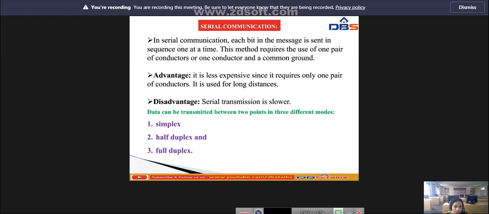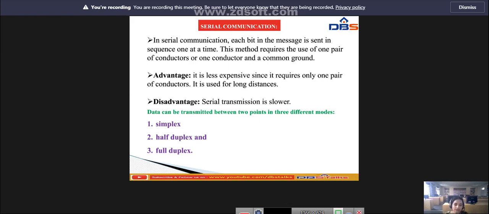So this method requires the use of one pair of conductors or one conductor and a common ground. The advantages of serial communication: it is less expensive since it requires only one pair of conductors, and it is used for long distance communication. So those are the advantages of serial communication.